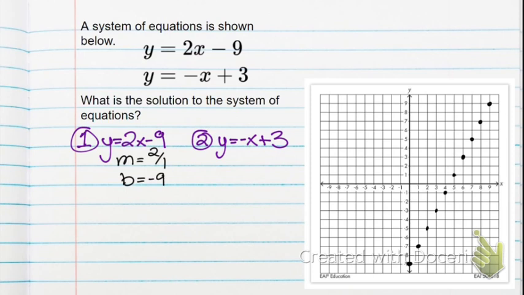Now I don't know where these 2 lines may intersect, if they intersect at all, but just know with systems, at some point they could possibly cross, and that's what I'm looking for every time I graph a system.